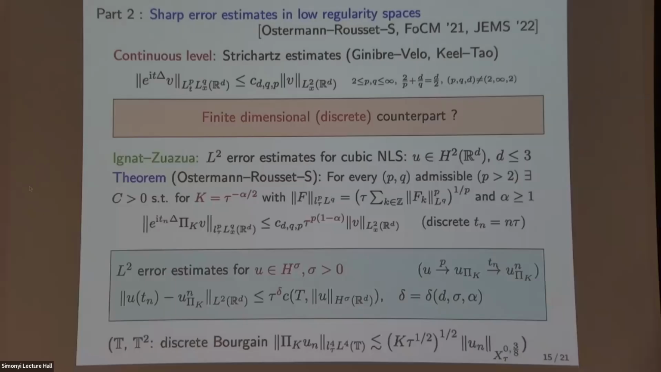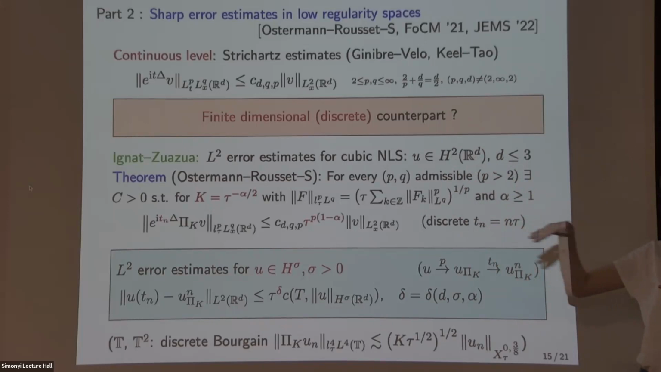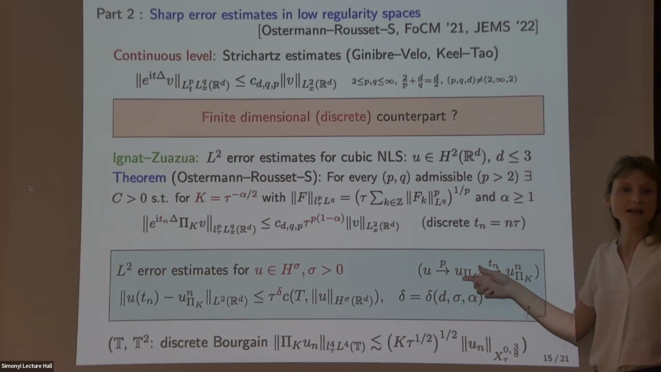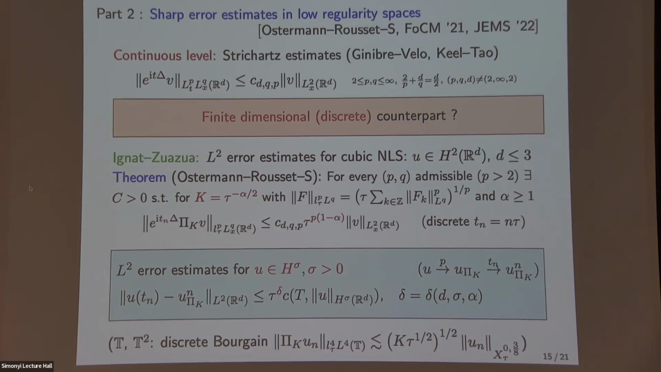So basically the strategy is, you take your solution and you project, because you cannot use the Strichartz estimates otherwise, you have to truncate in Fourier space. But there is nothing wrong with this, because in the end, if you solve your PDE, you use a spectral method or something, so you have to cut off your frequencies anyway, and then you apply your resonance-based approach. And then you can also do this on the torus.